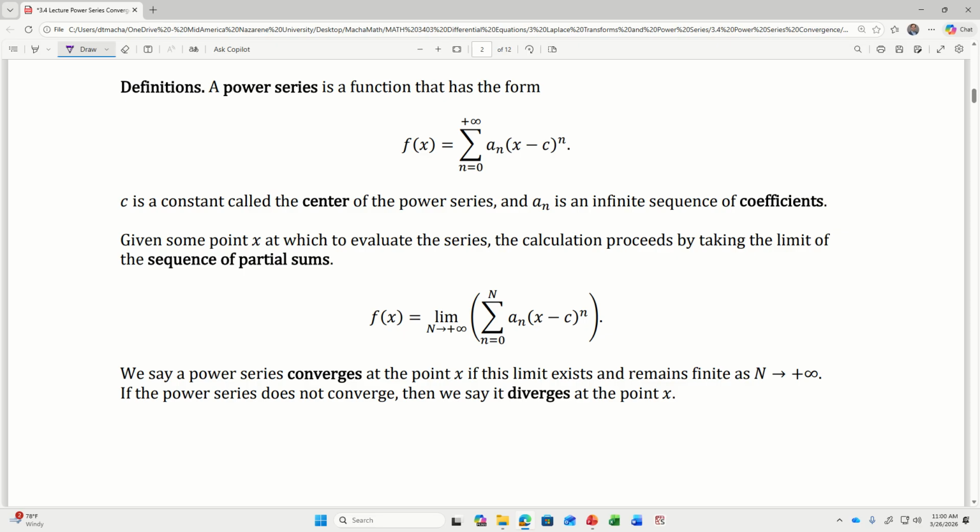When you want to evaluate this function f of x, you come up with a real number x where you want to evaluate the function. You just plug it in where the x is, and then you take the limit of the sequence of partial sums just like you normally would for a series. And just like before, we say a power series converges at the point x if this limit exists and it remains finite, and if it doesn't converge, then we say it diverges.